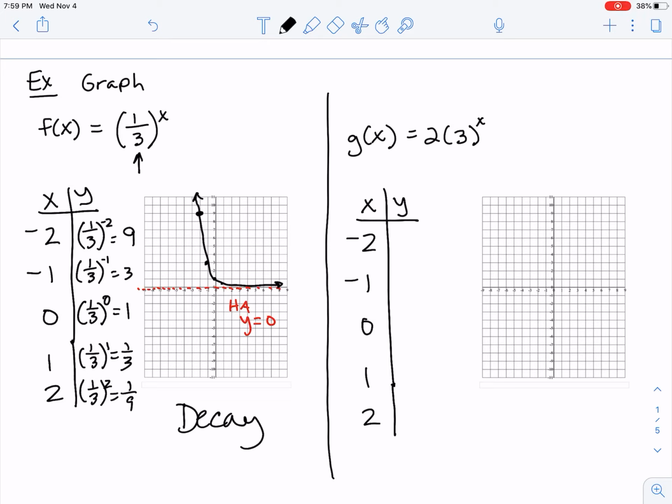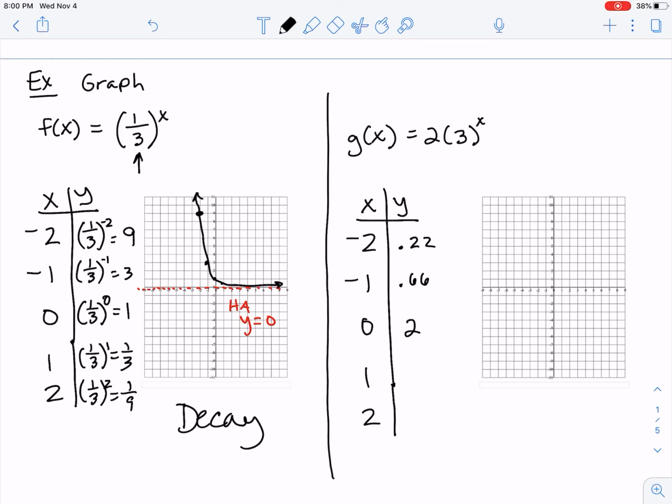Okay. Now, let's take a look at g of x, which is 2 times 3 to the x. When I plug in -2 and I take 2 times 3 to the -2, I end up getting 0.22. When I plug in -1, I end up getting 2/3, which is 0.6 repeating. I'll just say 0.66. If I have 2 times 3 to the 0, well, 3 to the 0 is 1, and 1 times 2 is 2. Notice that's my y-intercept. My y-intercept is (0, 2) because my a value is 2.